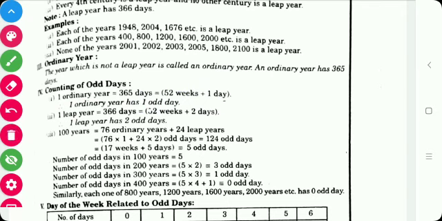Next, one leap year has 366 days. So it consists of 52 weeks plus 2 days. So 2 days are remaining here. So one leap year has 2 odd days.